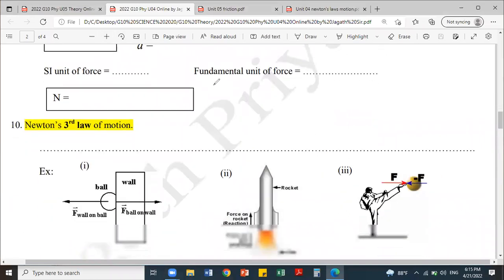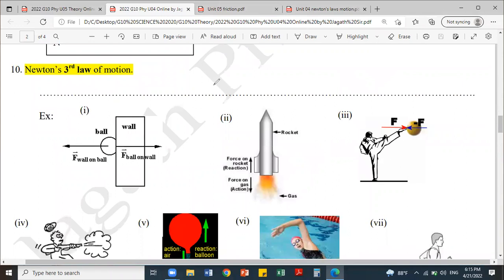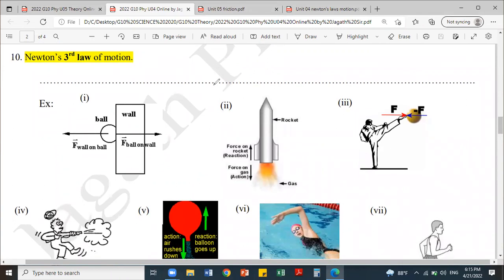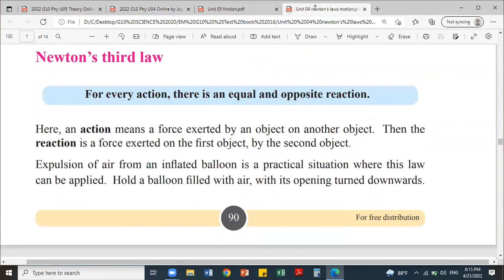Right, now let's see Newton's third law. Today we will start with Newton's third law. What is Newton's third law? You can see the textbook. They have given: for every action there is an equal and opposite reaction. That is Newton's third law. I will explain that. I have given many examples for this.